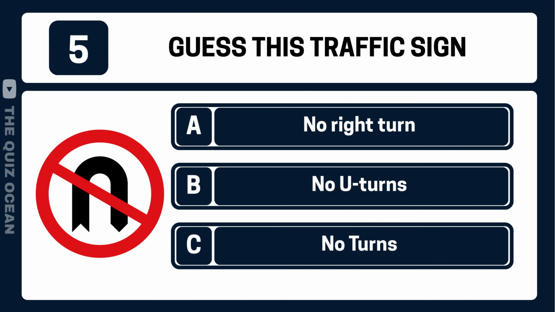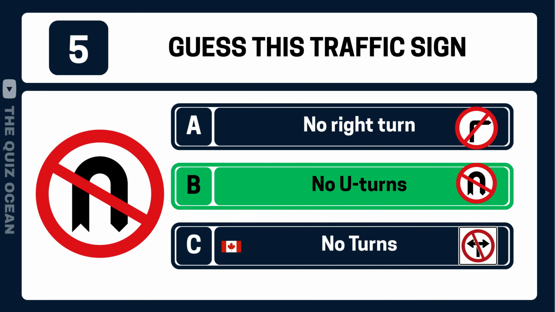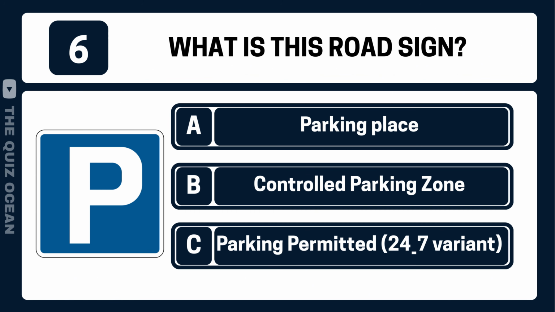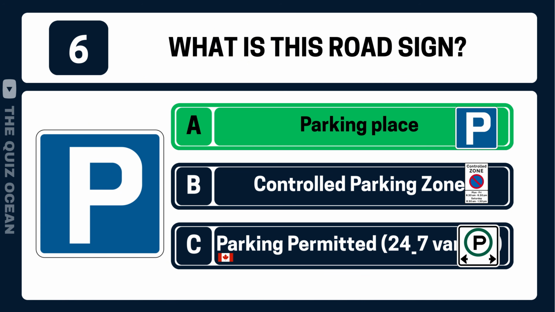Guess this traffic sign. Good observation. This sign prohibits making U-turns on this road. What is this road sign? That is right. This is a designated parking place sign.